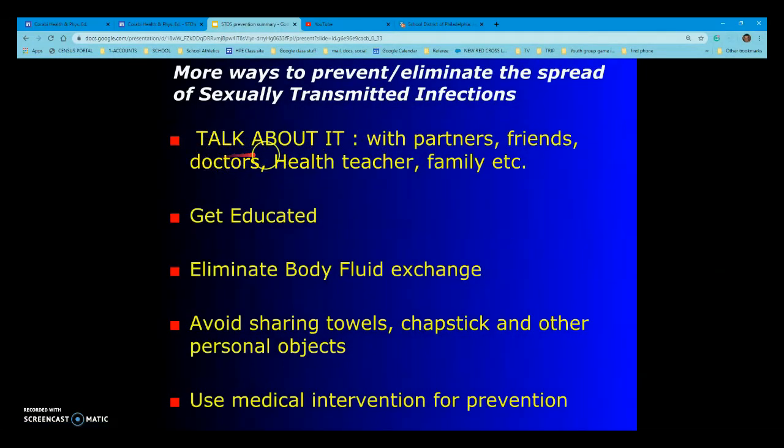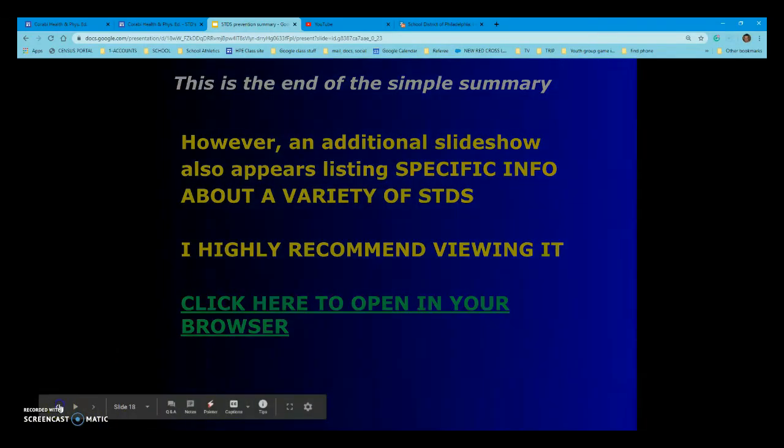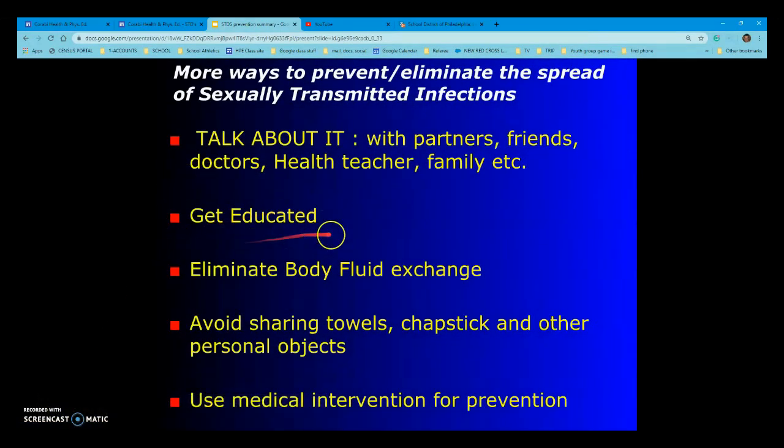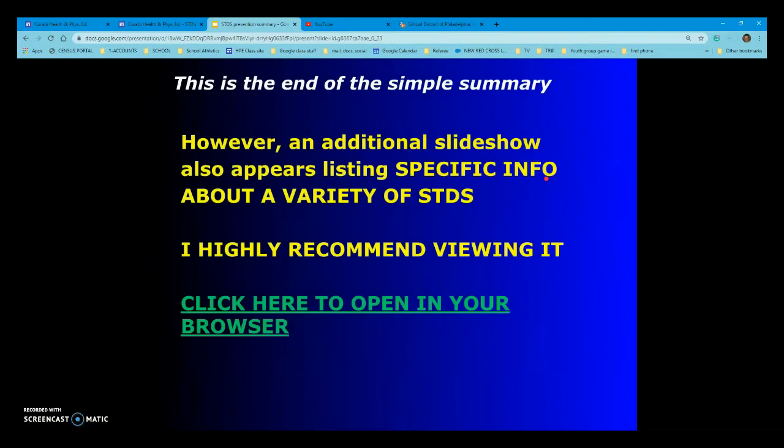More ways to prevent. Just talk about it with your partners, your friends, your doctors, your health teacher, your family. Be open with your parents and let them know that you need help being educated with this. Get educated, not only by asking the people up here, but also by going to the websites that are on here, reading about them, watching videos, trying to understand how to best protect yourself. Eliminate any sort of body fluid exchange. Avoid sharing objects that may spread the diseases. Let me move this up to get that on the bottom. And use medical intervention for prevention if necessary. So vaccines, for example, and checkups and treatments.